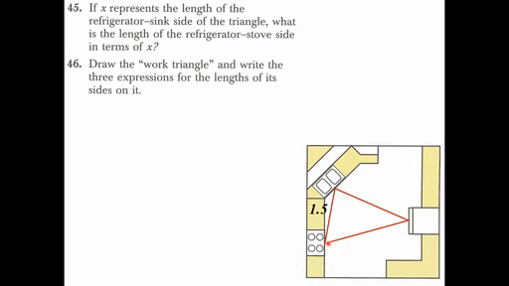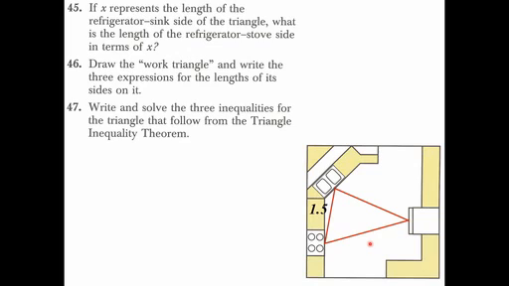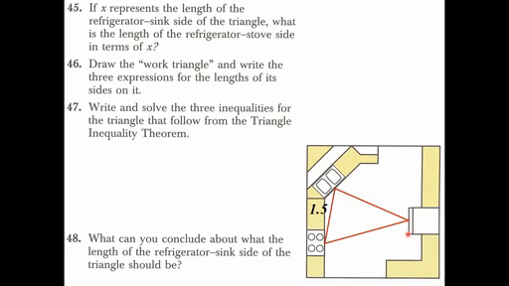I've drawn the work triangle and put the expressions on there. What would each of these dimensions be? This is X. What's this one? And now you write 3 inequalities. Use that triangle inequality theorem to write 3 inequalities, and then you use those to try to figure out the length of the refrigerator to sink. What is this X? How long is that going to be? It's a really good challenge, good problem. So give it a try, see what you come up with.